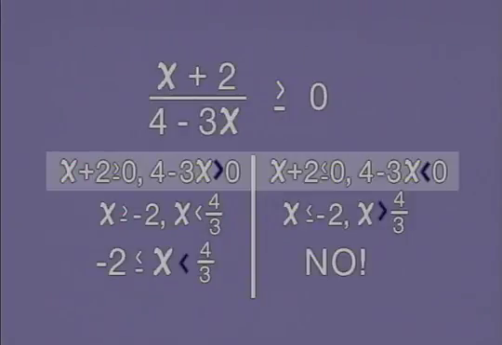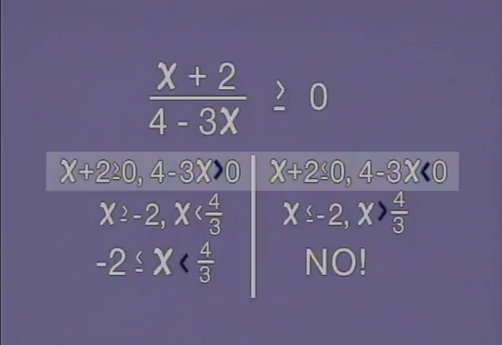which is highlighted, we have x plus 2 is greater than or equal to 0. The numerator could be greater than 0, positive, or equal to 0. And the denominator, 4 minus 3x, must be greater than 0. Notice that greater than symbol is in blue to emphasize it's not greater than or equal to. The denominator cannot be equal to 0. The numerator can be equal to 0, but not the denominator.